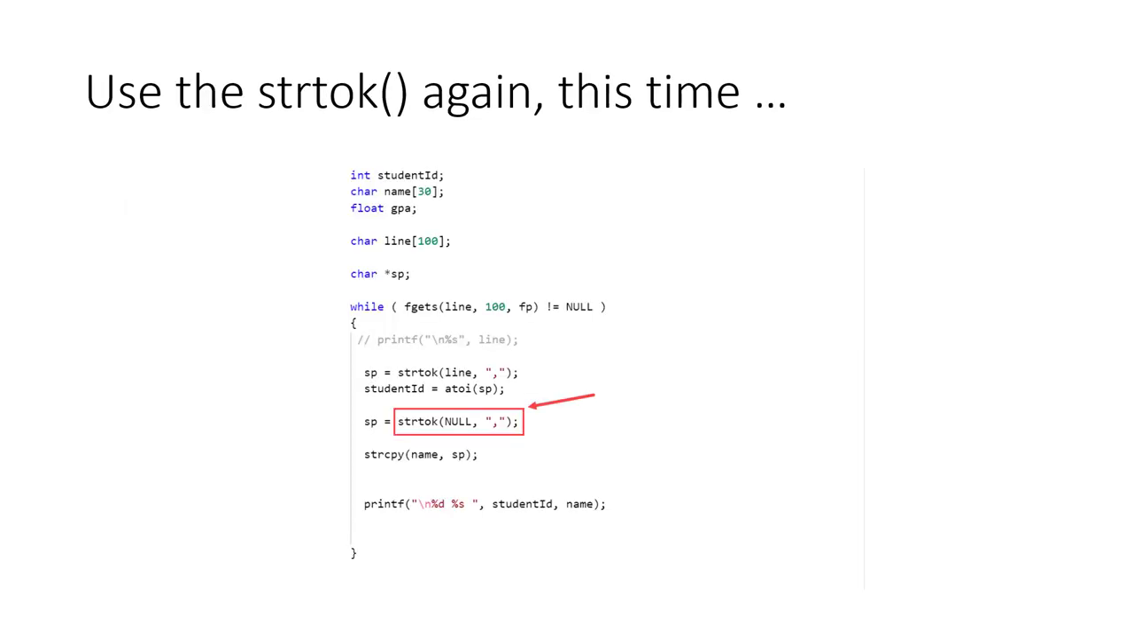Again, I'm going to use the string token. Notice I'm still inside my while loop, and notice that it's underneath the first time I use the string token. This is the second time. Please note this looks different than the first. A lot of students get this wrong.